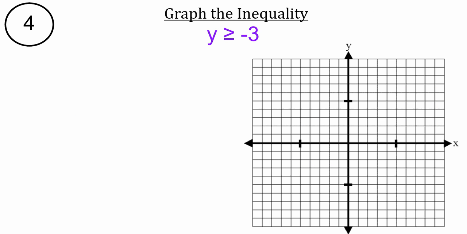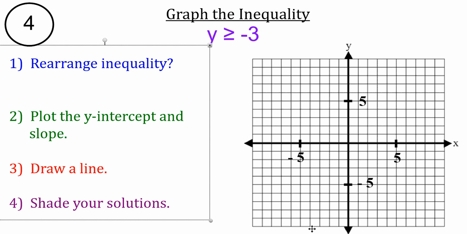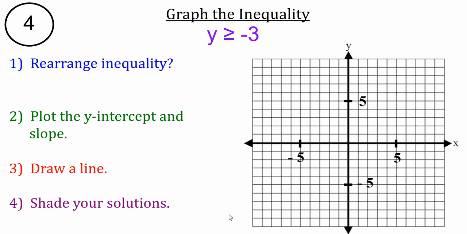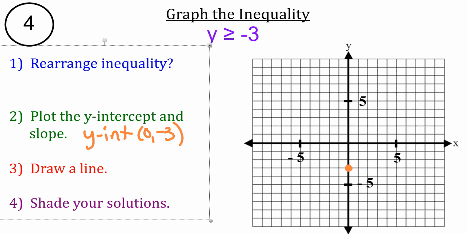How about this one? Graph the inequality y is greater than or equal to negative 3. So again, think of your steps. Do we need to rearrange the inequality to put it into slope-intercept form? No, we do not. Y is already isolated. So can we plot the y-intercept and the slope? Well, looking at our inequality, we can see that our y-intercept would be at 0, negative 3. So we're going to start there and plot that point.